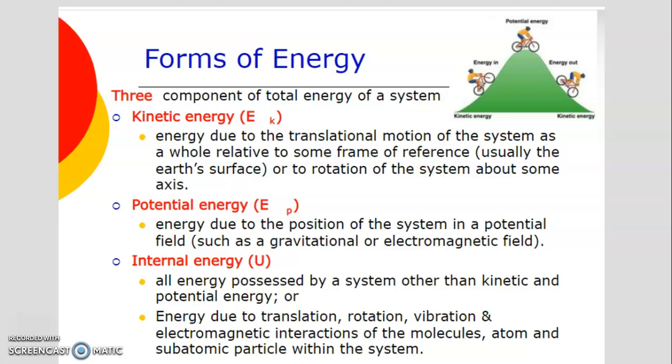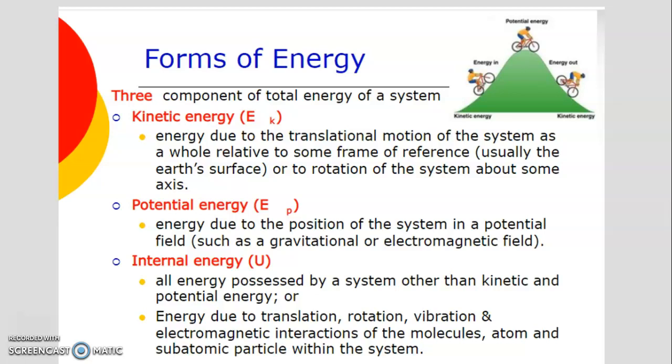And then EP, what is EP? EP is energy due to the position of the system in a potential field, such as a gravitational or electromagnetic field. EP is also known as energy caused by a change in elevation. So, if there is a change in elevation, EP must not be 0.